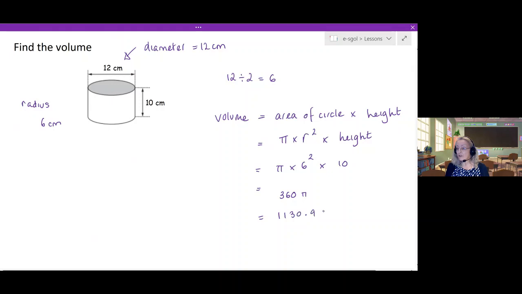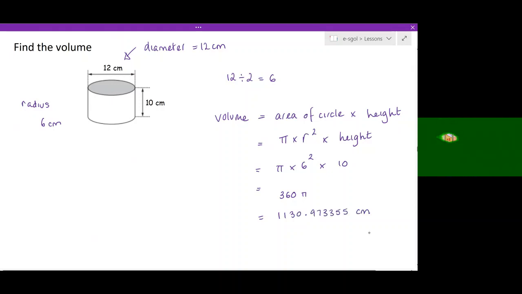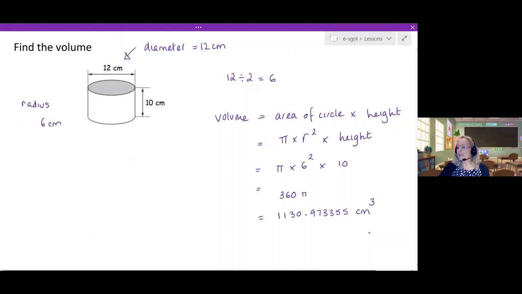1130.973355 centimetres cubed. And it's always worth writing down the long answer before you round something, because sometimes there'll be a part B and you always want to be using that long answer in the part B. You don't want to be using a rounded answer in part B, because otherwise you can lose accuracy marks in the second part of the question.